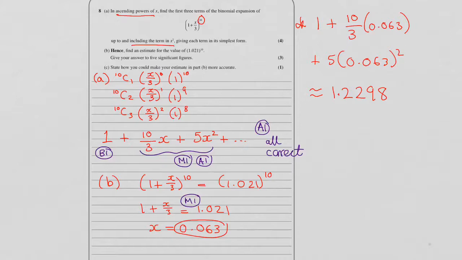And that gives me 1.2298. And the marks here, I get a method mark for substituting my value in. So if your value is wrong, you still get a method mark there if you've done it accurately, but you don't get the accuracy mark at the end. And part C, how could you make it more accurate? Well, just use more terms.